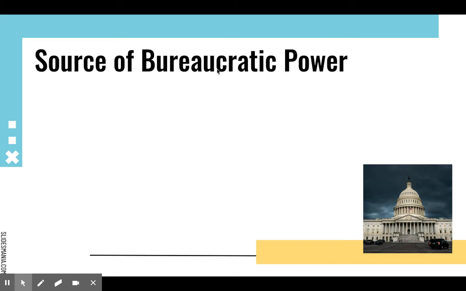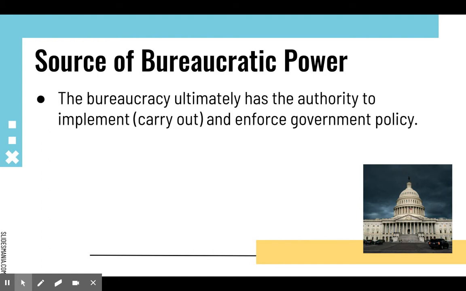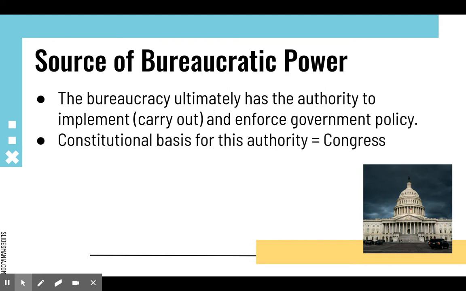So, where does bureaucratic power come from, right? Because we know that this is a part of the executive branch. This isn't its own thing. So, where does this power come from? The bureaucracy ultimately has the power, the authority to implement or carry out and enforce government policy. So, right, this is the piece of the government that, once a law is created, makes sure that it gets carried out. The authority for this from the Constitution comes from Congress.